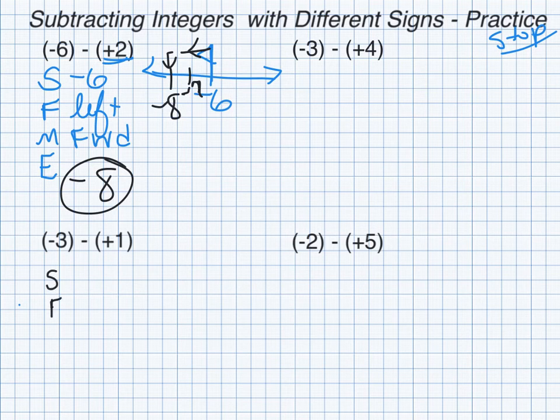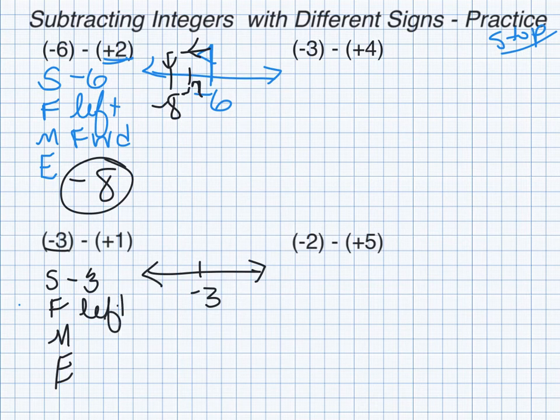Next problem, start, face, move, end. And my mini number line. For this particular problem, I'm starting at negative 3. So negative 3 is going to go in the center. I am subtracting, so I will face to the left. And I'm only moving 1 place to the left or forward. And that's that, so it's negative 4, so my answer is negative 4. I apologize, I forgot to write in here that you're moving forward 1.